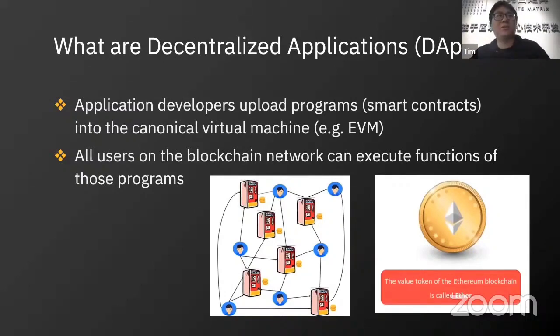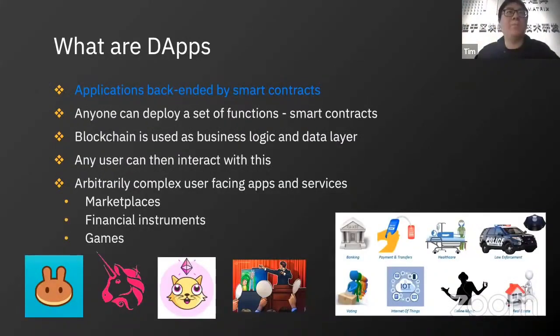So what is a decentralized application? It's basically applications back-ended by smart contracts on the blockchain. Anyone can deploy a set of function smart contracts into this network, and the blockchain is used as the business logic and data layer, right? And any user can then interact with this application. With the power of smart contracts, arbitrarily complex user-facing apps and services are now built, such as marketplaces, financial instruments, and games.